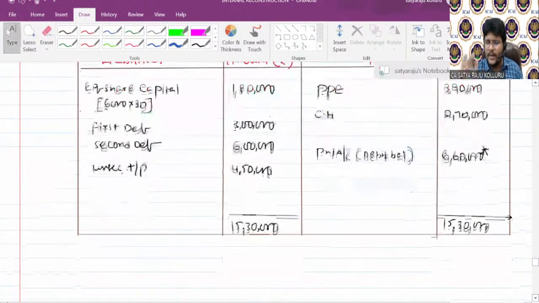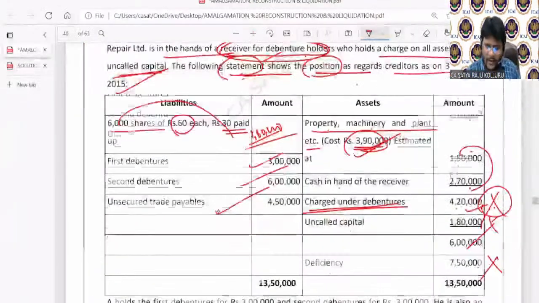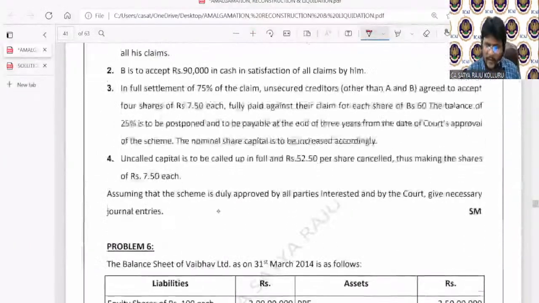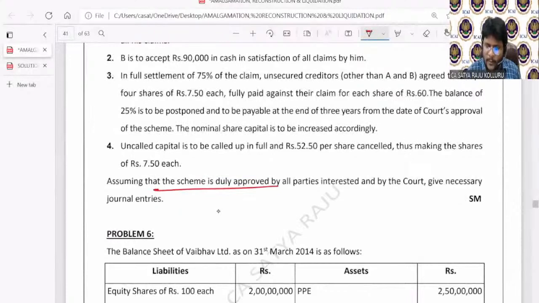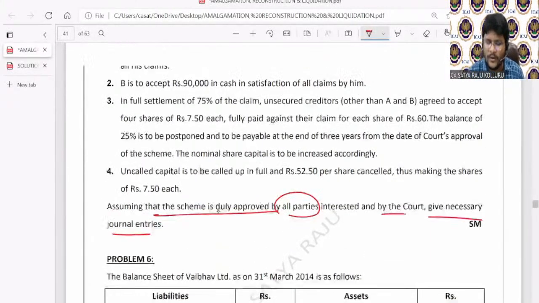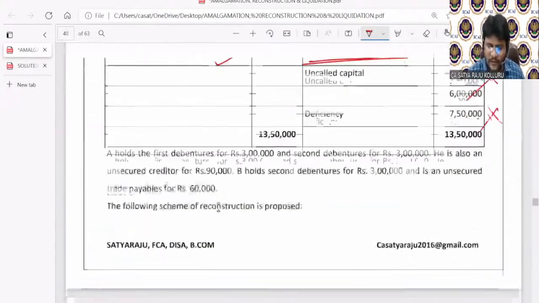Now the problem is ready. Now let me check the requirements. Finally, the final requirements: assuming that the scheme is duly approved by all the parties interested and by the court, give the necessary journal entries. Now he is asking to pass journal entries. Now let us check the issues one by one, guys.